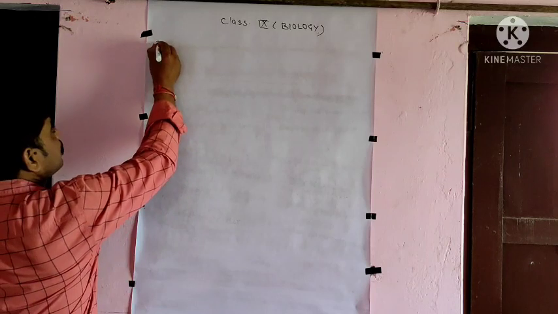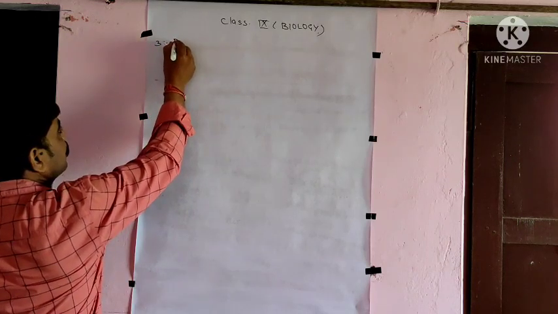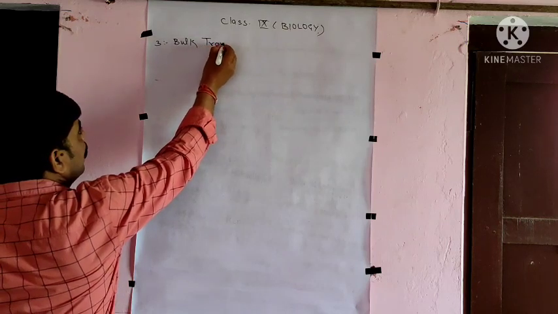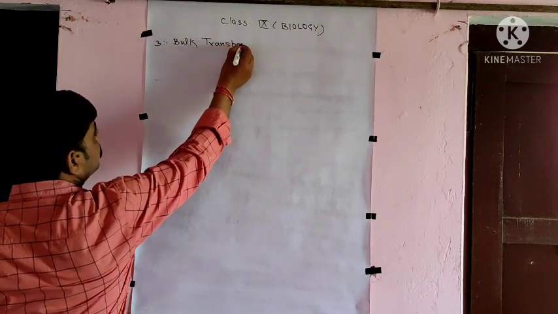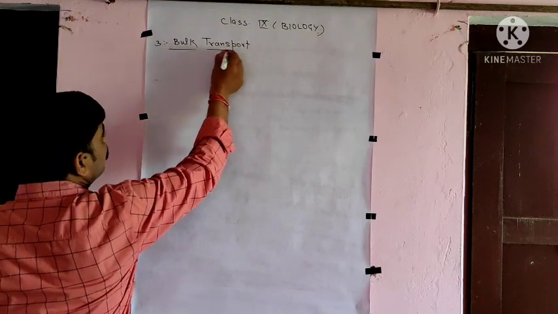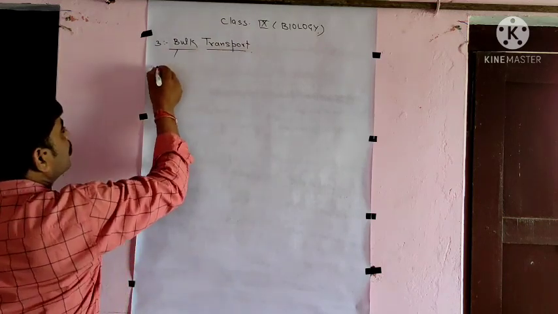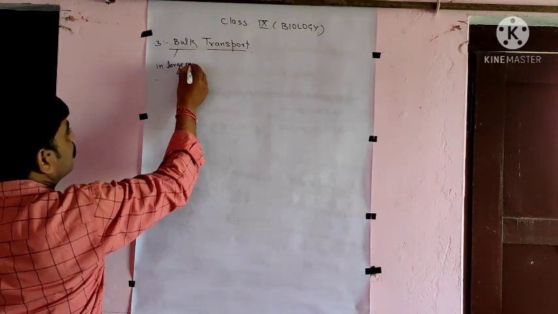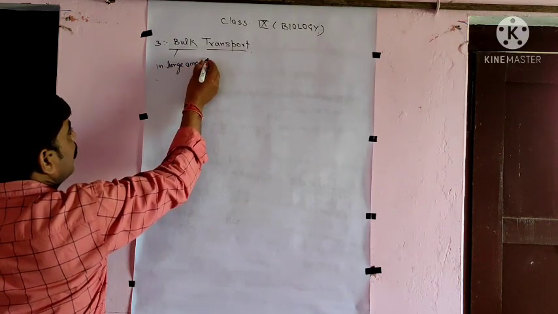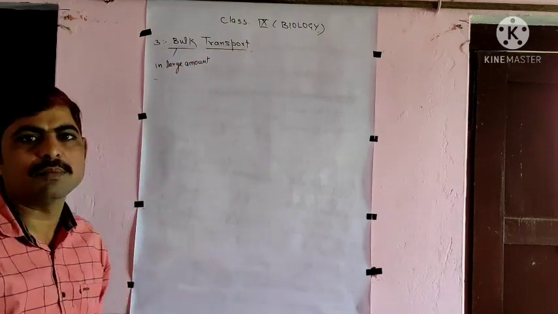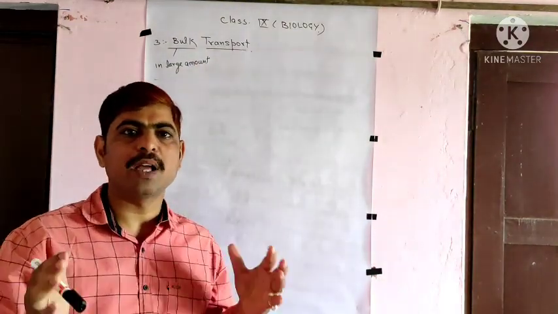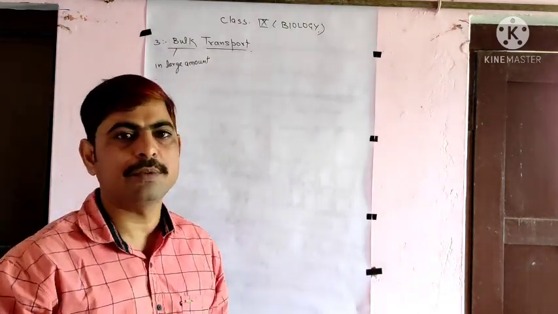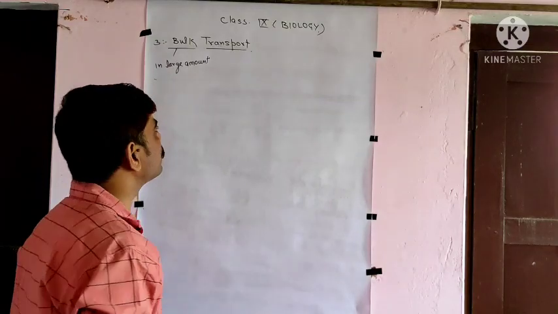The third type is bulk transport. Bulk means in large amount. It means materials are transferred across the plasma membrane in large amount. Macromolecules are transferred across the plasma membrane. How will it be possible? It includes two types.